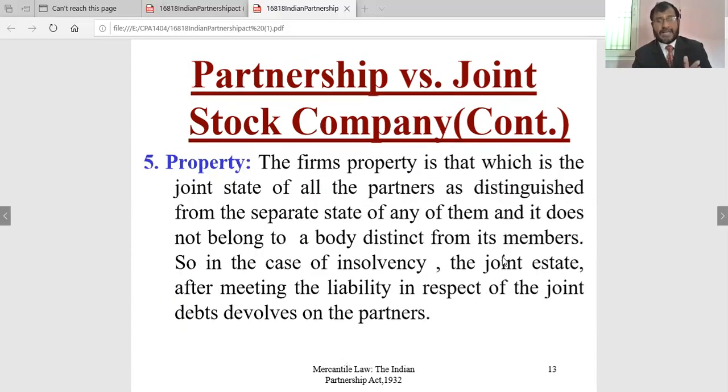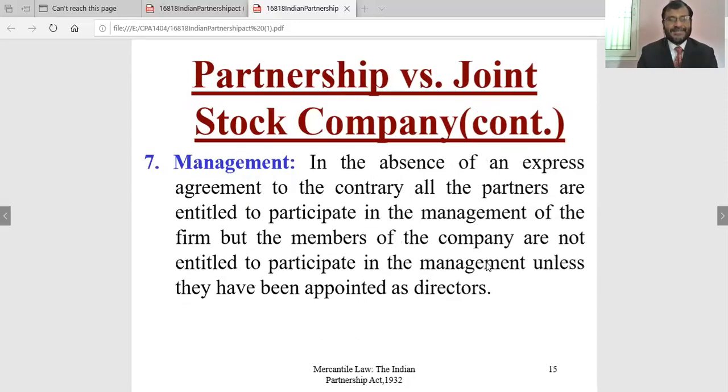Okay, fifth parameter we will compare is property. The firm property is that which is the joint estate of all partners as distinguished from the separate estate of any of them, and it does not belong to a body distinct from its members. So, in case of insolvency, the joint estate after meeting the liability in respect of a joint debt devolves on the partners. Mark this sentence. Devolves on the partners. Unlimited liability.